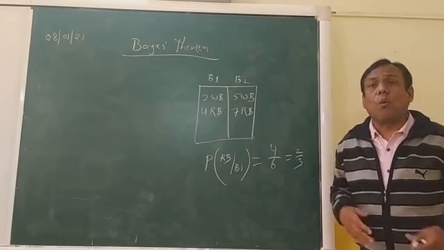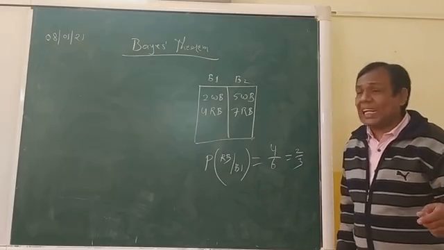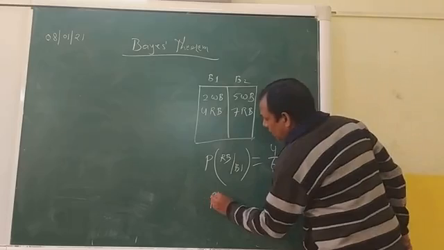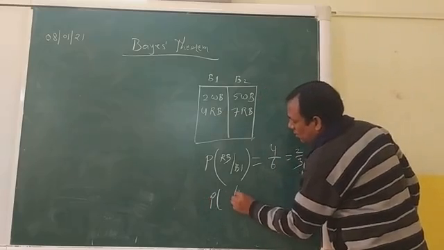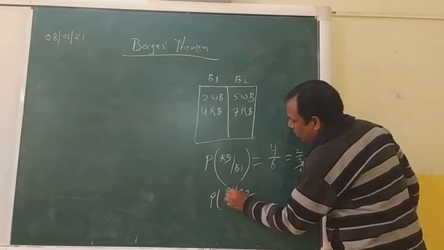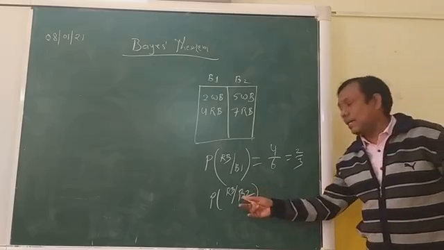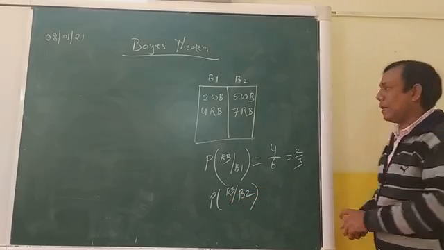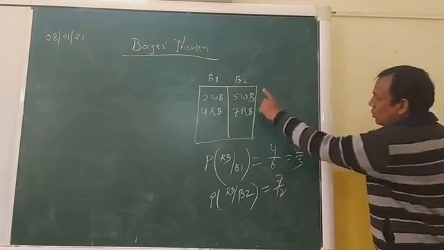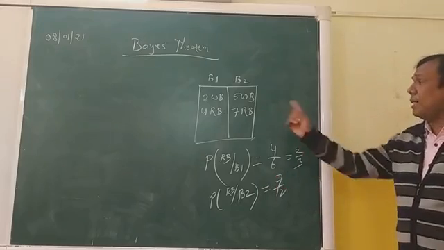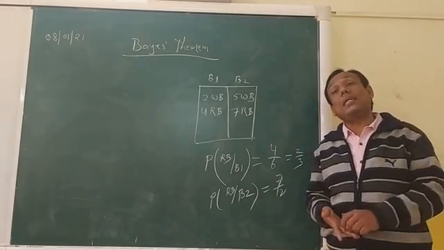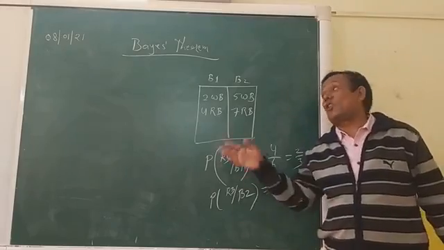If I ask you what is the probability of getting a red ball from the second bag, then probability of red ball from the second bag, again you can say the answer will be 7 by 12. It is easy, right? But if I ask you, whatever red ball you are getting, what is the probability that that ball is drawn from bag 1?